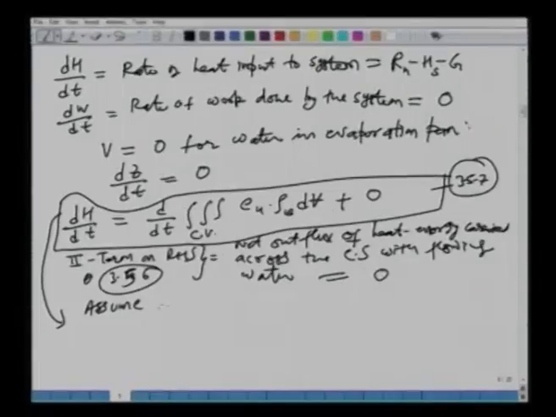Now, out of the total energy, the datum head and the kinetic energy are taken care of. So, the only thing we have is EU, which is the internal energy. So, the total rate of change of the internal energy is what we have to write on the right hand side. Okay. So, if we assume that temperature within the CV is constant.